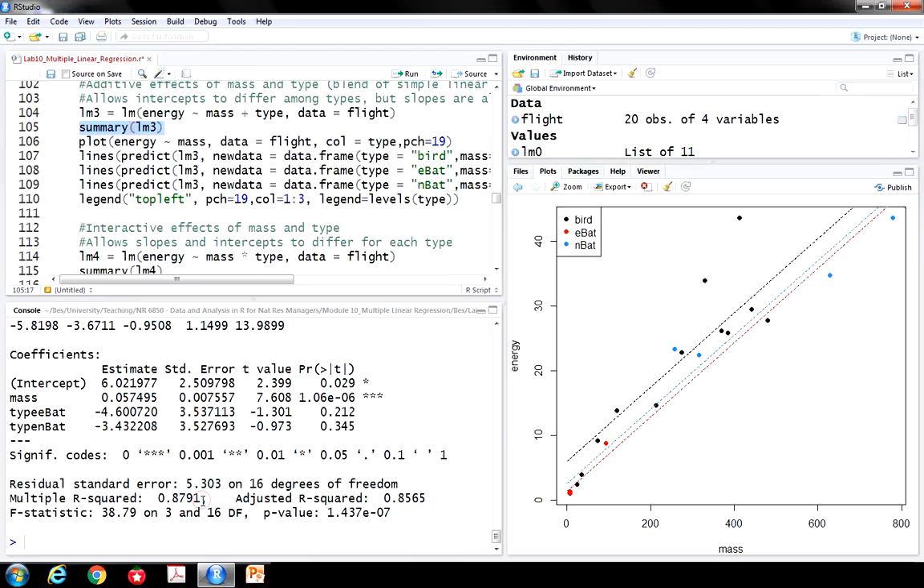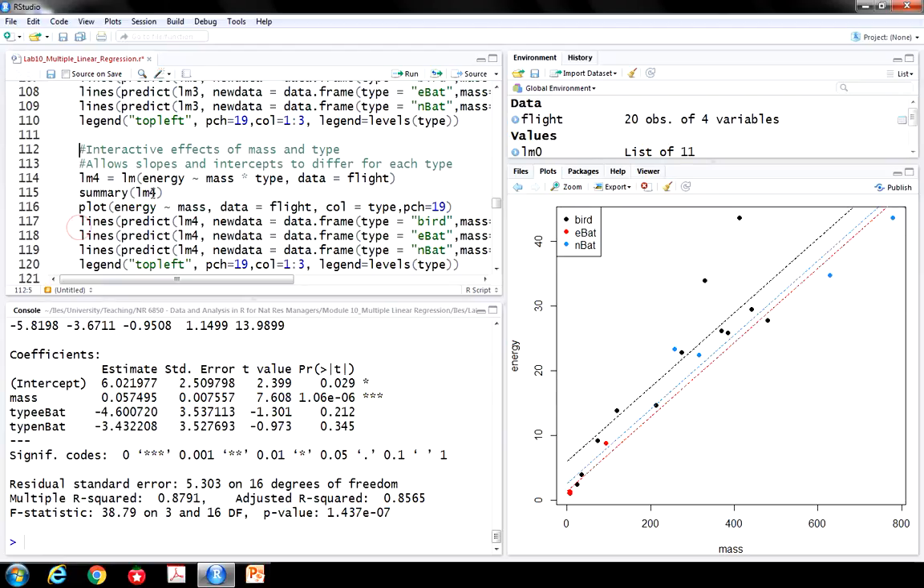It's 0.879. And my R squared, again, the proportion of variation in energy that's explained by my predictors, was 0.86 when I only included mass and I didn't include type. So I've really only increased by about 2% by including this extra variable animal type. Okay, the overall p-value for the model is still highly statistically significant, but a bunch of the effects in this model are not. So finally, let's look at an interactive effect between mass and type.